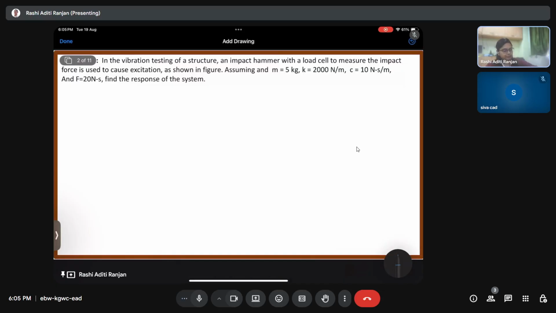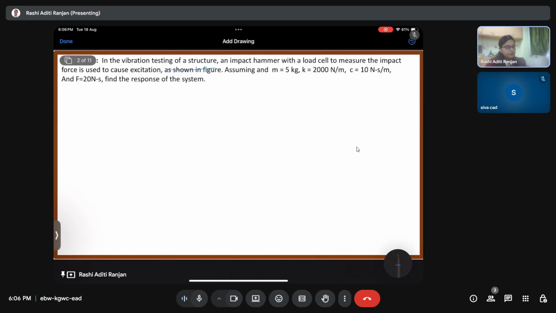I've taken the questions in such a way that it will be helpful for you to solve the assignment problems. Coming to question number 1: in the vibration testing of a structure, an impact hammer with a load cell to measure the impact force is used to cause excitation, as shown in the figure. Assuming M equals 5 kg, K equals 2000, C equals 10, and F equals 20 Newton second, find the response of the system.